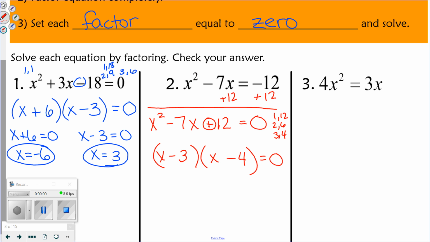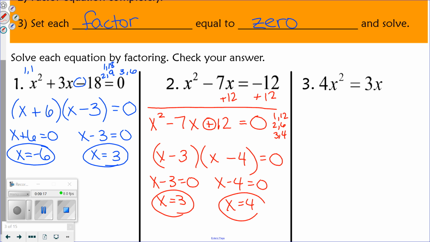Remember, those are the easier ones, right? When your A value is 1, it's a little easier to factor those. All right, and then set each factor equal to 0 and solve. So x equals positive 3 and x equals 4. Good.